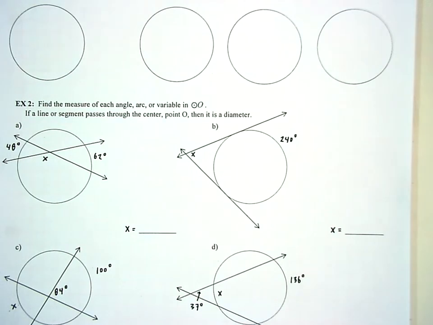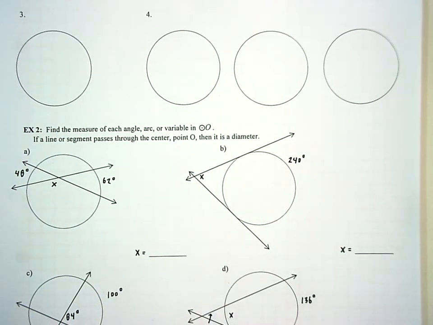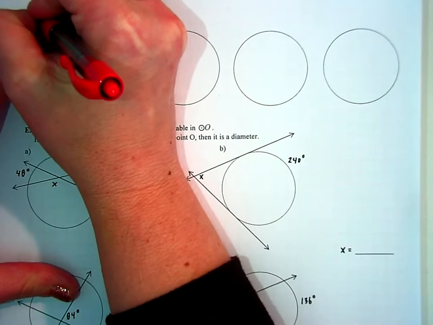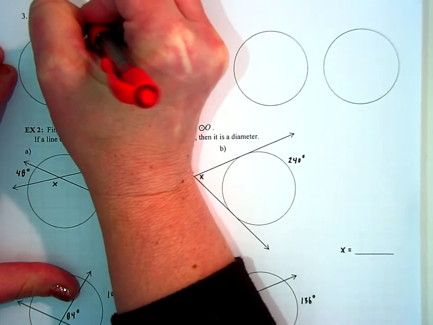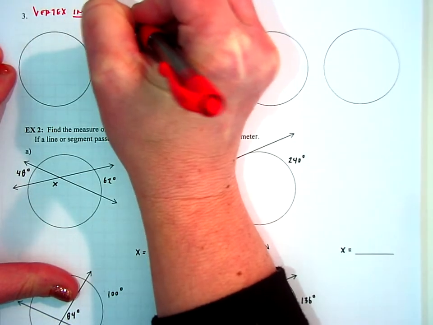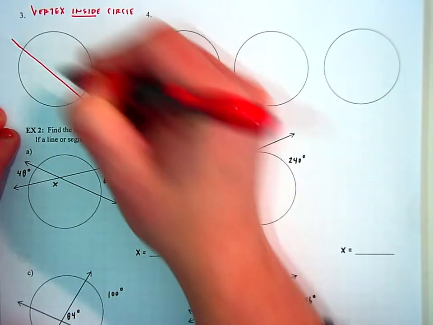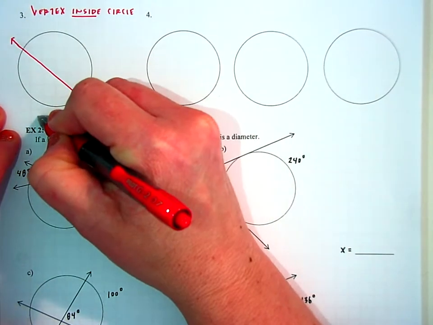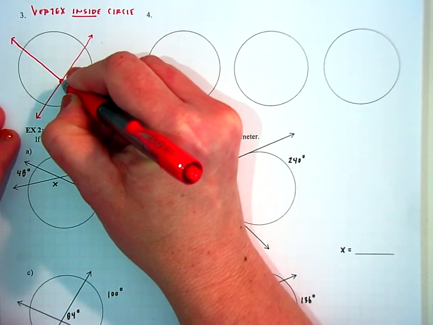Okay, and then here we're taking on 2 more relationships. So another option, which I alluded to in a previous video, was that sometimes our vertex is inside of the circle. What would that look like? Well, let's draw it. So let's say that I draw a secant line that looks like this, and another secant line that looks like this. And I put a little dot here for the vertex of the angle.